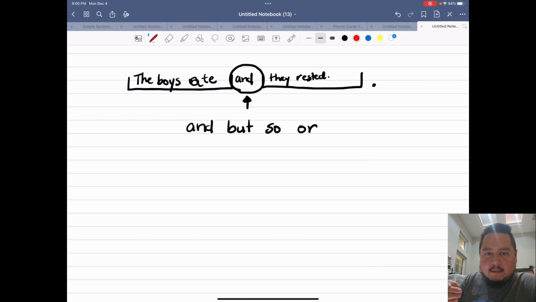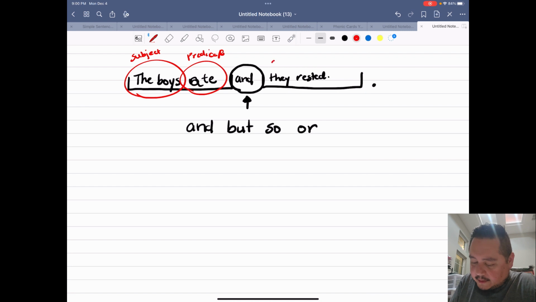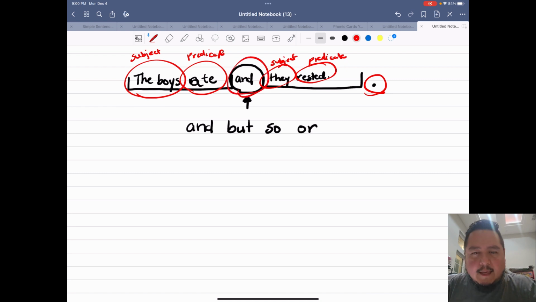A compound sentence has two complete sentences, and a complete sentence is basically a subject and a predicate. So here we have the subject. Who? The boys. What did they do? They ate. So we have the subject, and we have the predicate. Again, on the other side we have another subject, which is they, and another predicate. And we have the punctuation mark at the end. And in the middle, we have something called a conjunction. The word and is a conjunction.